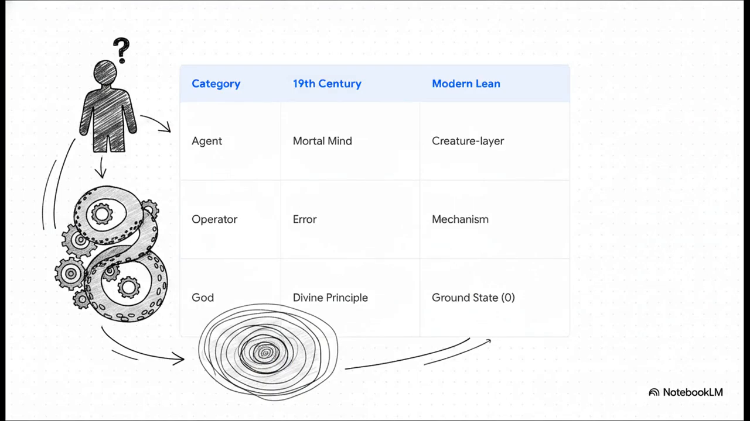When we systematically map out Eddy's vocabulary, a perfect structural computer science trichotomy emerges. First, you have the agent, which she referred to as mortal man or mortal mind. That's the creature layer. Then, you have the operator, which she called error, belief, or mechanism. That's the supposition that carries causal force in the so-called dream. And finally, God, the divine principle. Mathematically speaking, that is the invariant, the absolute ground state of zero. She literally held these three concepts perfectly apart over a century before category theory even formally named them.